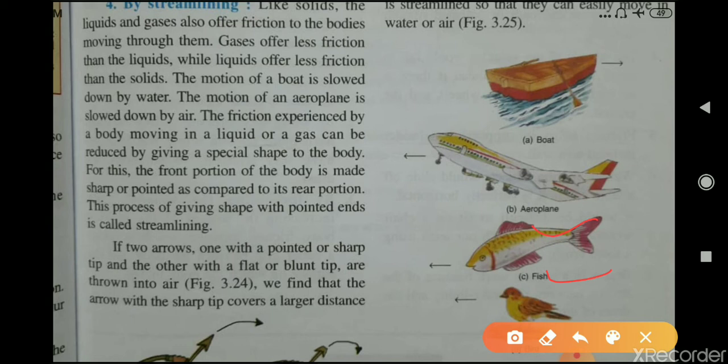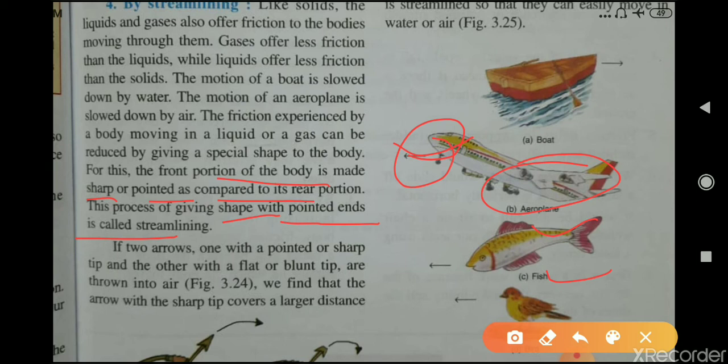For this, the front portion of the body is made sharp or pointed as compared to the rear portion. You can see in the picture that this front end is sharp as compared to the rear portion. And this process of giving shape with pointed ends is called streamlining. This type of shape is known as streamline shape, and the process of giving shape with pointed ends is called streamlining.